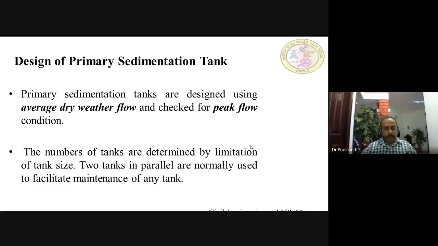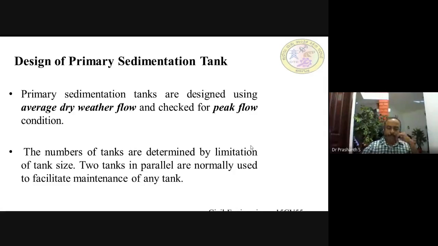Generally, the treatment is done to remove floating particles and big particles like branches of trees, leaves, plastics, then pieces of paper, rag, etc. And then some grit, the sand, is also removed in the preliminary treatment. Once the preliminary treatment is done, the second step is primary treatment.